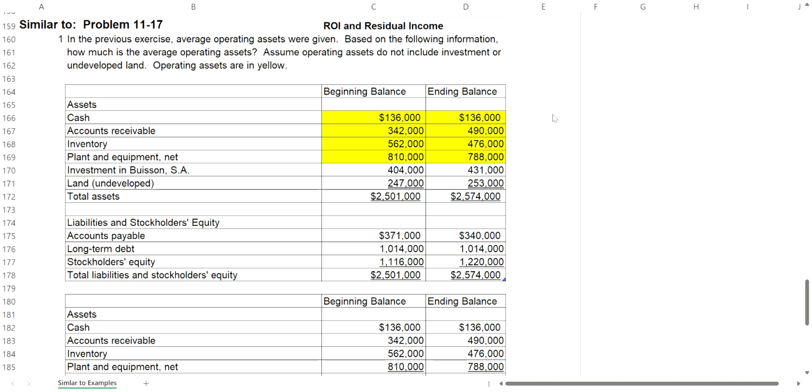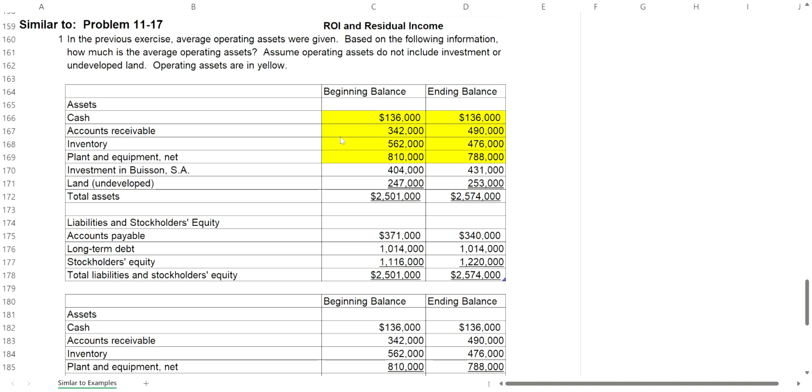In the previous exercise, though, average operating assets were given to us. So based on our information below, we're going to calculate, first of all, the average operating assets. Assume the operating assets do not include investment or undeveloped land. So what I did to help you out is I highlighted our operating assets in yellow. So that would be cash, accounts receivable, inventory, property, plant, and equipment.